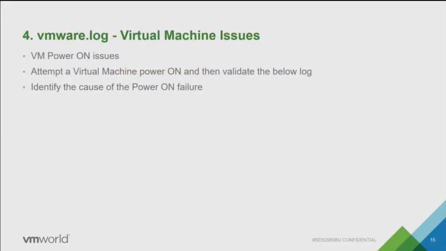So let's assume that the host connected. The next thing I'm supposed to do is to power on my VM. I'm attempting a power on and the power on fails, right? An ideal approach for power on issues on a VM should be looking at the vmware.log file. There are multiple other files as well, but an ideal approach should be looking at the vmware.log file.